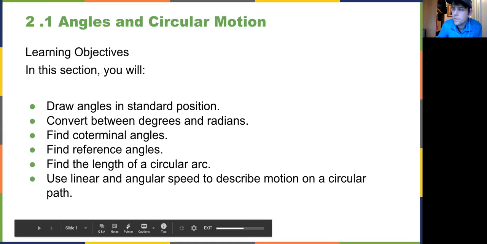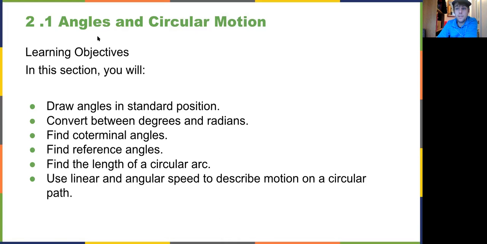All right. So this is chapter 2.1. We're going to be focusing on a lot of things about angles that are going to be fundamental for us in trigonometry. We're going to learn to draw angles in standard position, convert between degrees and radians, find coterminal angles, and to find a reference angle. These other things we're going to focus on in the next half here.